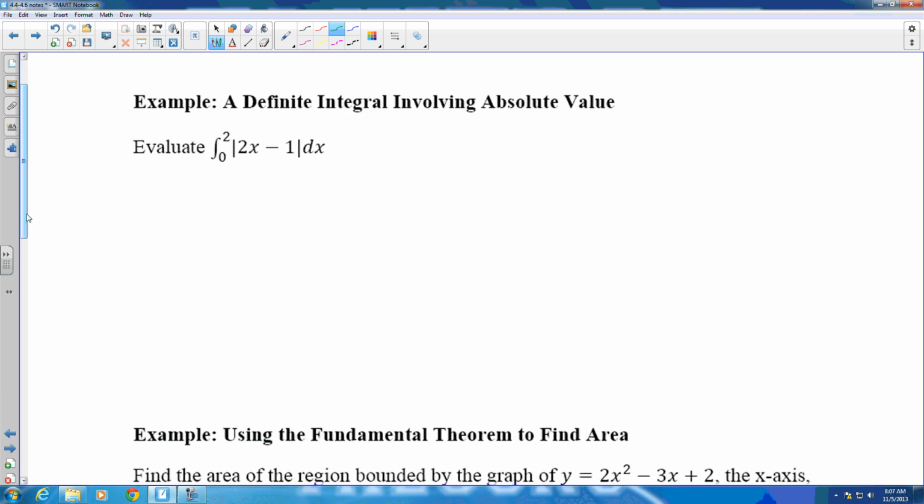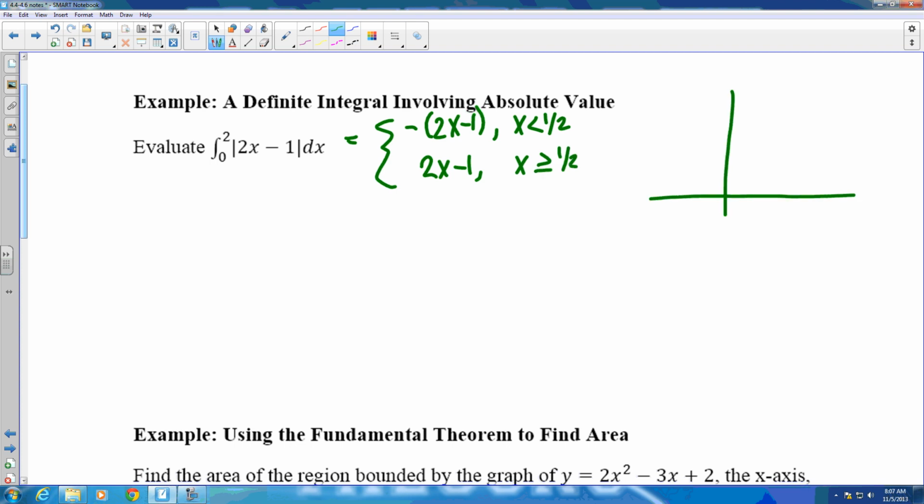Okay, this time we have an integral that has an absolute value. So we need to figure out, because absolute values, if we think about what they look like, are always v's. If we split this up into two different functions, one of them is negative 2x minus 1, and that's when x is less than 1/2. And we also just have regular 2x minus 1 when x is greater than or equal to 1/2. And the graph of this function splits at 1/2.